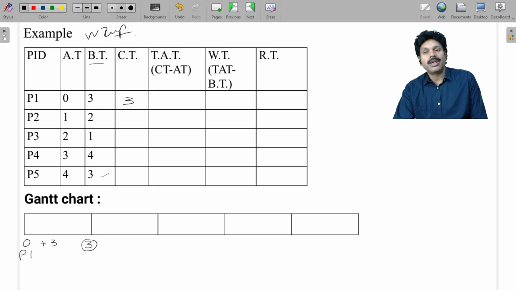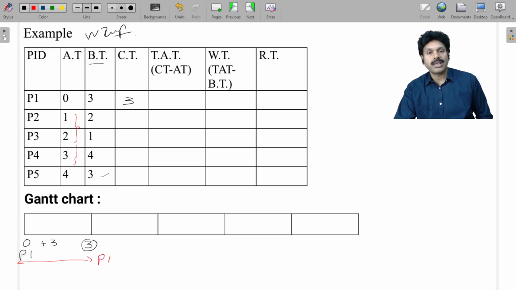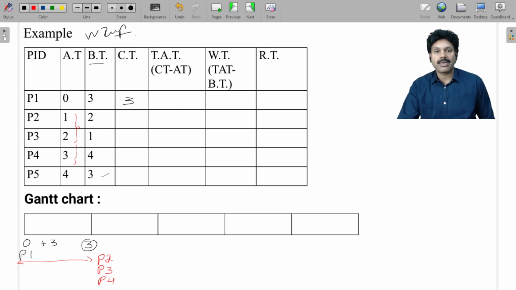Now imagine during the execution of P1 from 0 to 3, other processes have also come. What are the other processes that have come? P2 has come at 1, P3 has come at 2, and P4 has come at 3. That means the ready queue has taken them. P1 is already completed, the next process is P2, then P3, then P4. 3 processes have come during the execution of the first process. So P1 got completed.